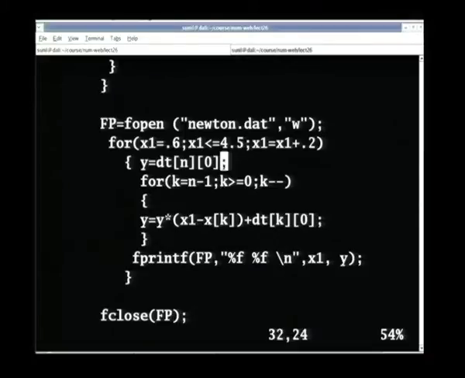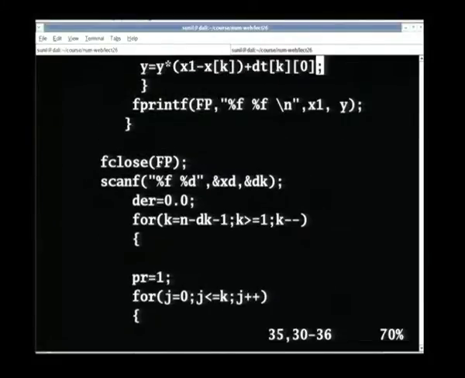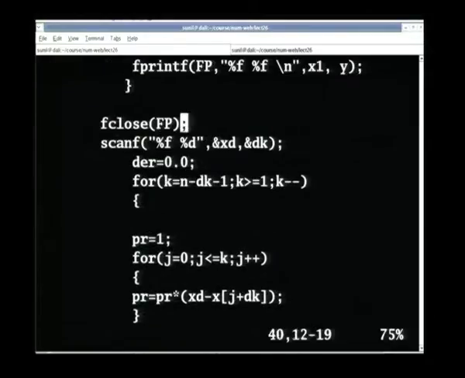So, then after we evaluate this polynomial, now we have the polynomial and the set of data points, and then I want to evaluate the derivative at any point. Okay, so, we have to actually enter, the program would wait for you to enter at which value you want to evaluate the derivative. Okay, so, this xd is the value at which I want to evaluate the derivative, and dk is the point at which I want to enter the difference table.